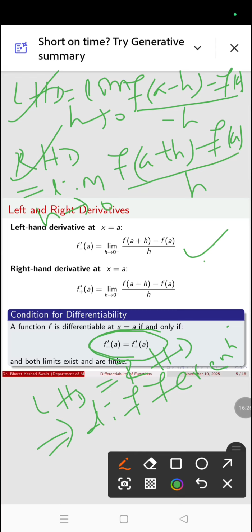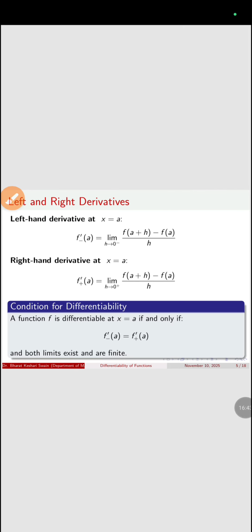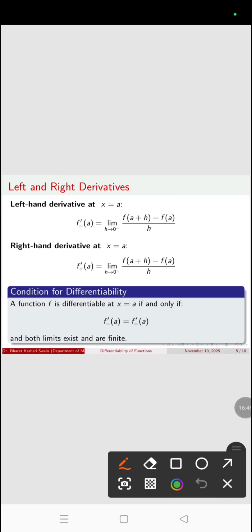Okay, your left hand derivative should be equal to right hand derivative, and both should be finite, because if one of them is infinite, then it will also not be differentiable. So we have to remember that the left hand derivative should be equal to the right hand derivative, and both limits exist and are finite. If we get an infinite result, then it will not be differentiable. Limits must exist and they must be finite.